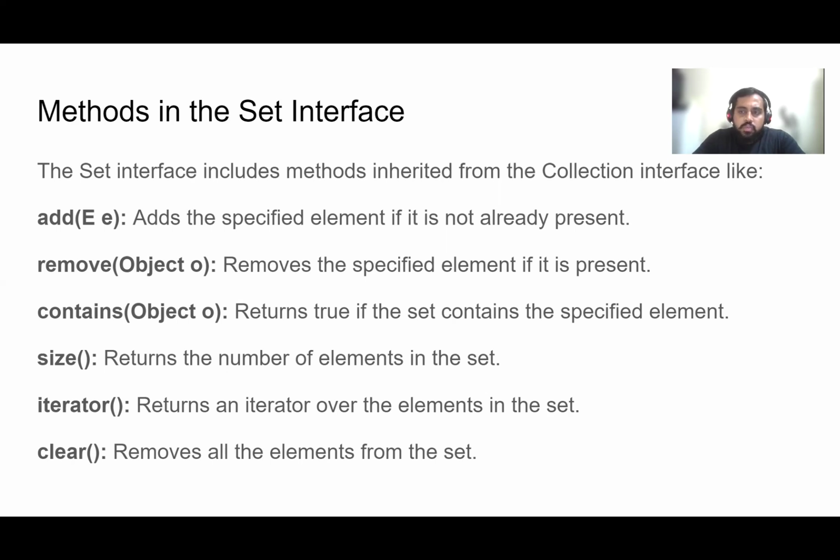So what is an iterator and what are other methods to iterate over these collection framework elements? I'll see in the next chapter. We have a dedicated chapter for this. We'll see there. Clear means remove all elements from the set. We use this method called clear.